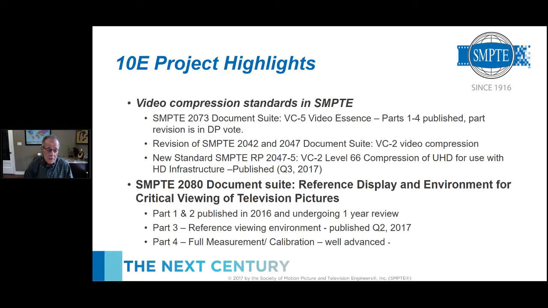Part 3 is a reference viewing environment that was published earlier this year, and then Part 4 is a big document that talks about how we calibrate these kinds of monitors so that we can get consistency. Typically these are used in the critical viewing environments in post-production facilities, primarily for setting proper color measurements. So it's very important that they're all consistent across the industry so that when we watch programs from various sources, they all look the same.